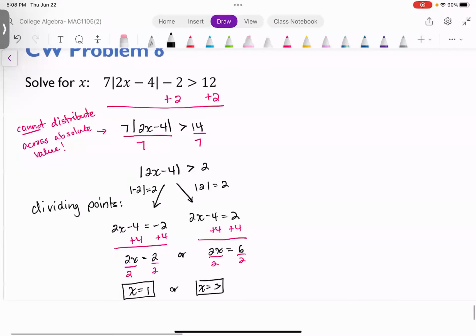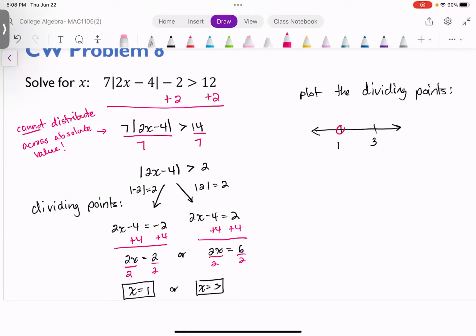So now I'm going to plot the dividing points. Make sure to put the smaller number on the left. So 1 and 3. I'm going to add open circles to my number line because my inequality is greater than, and that is an open circle. And then I'm going to interpret my inequality. This inequality means that the distance is more than 2.